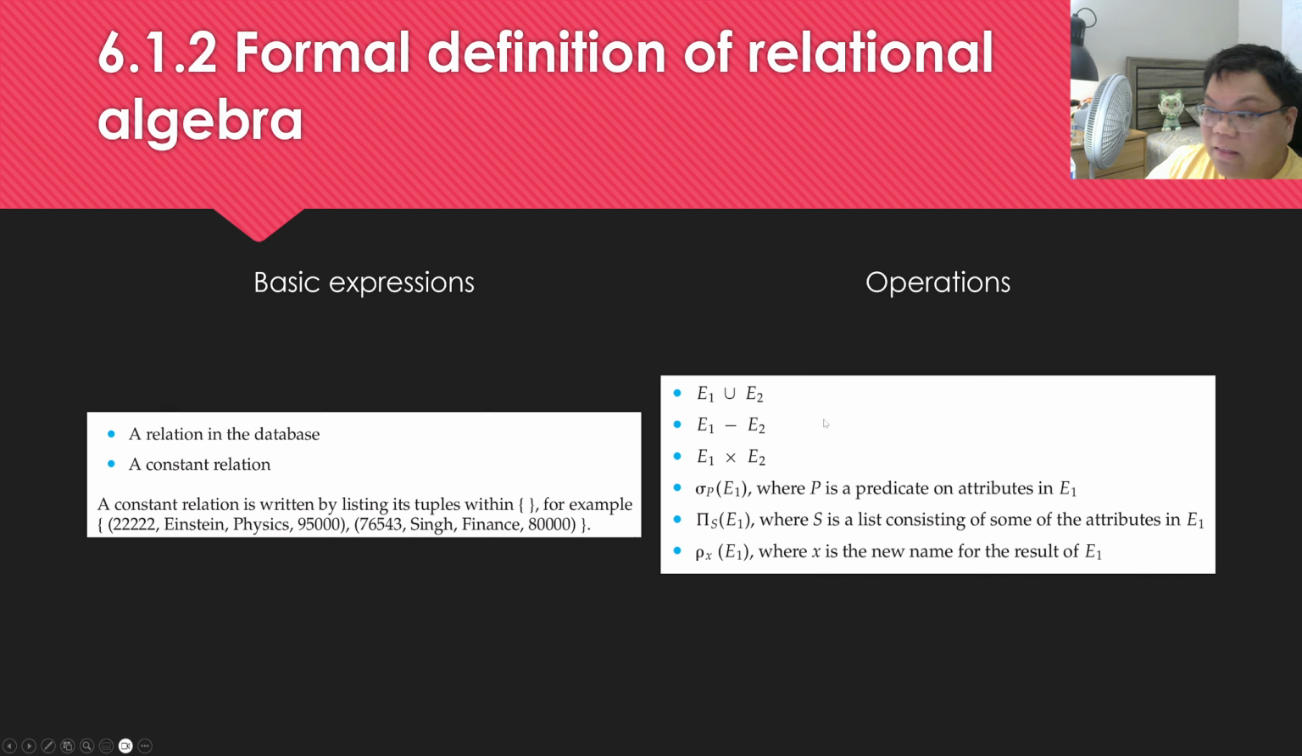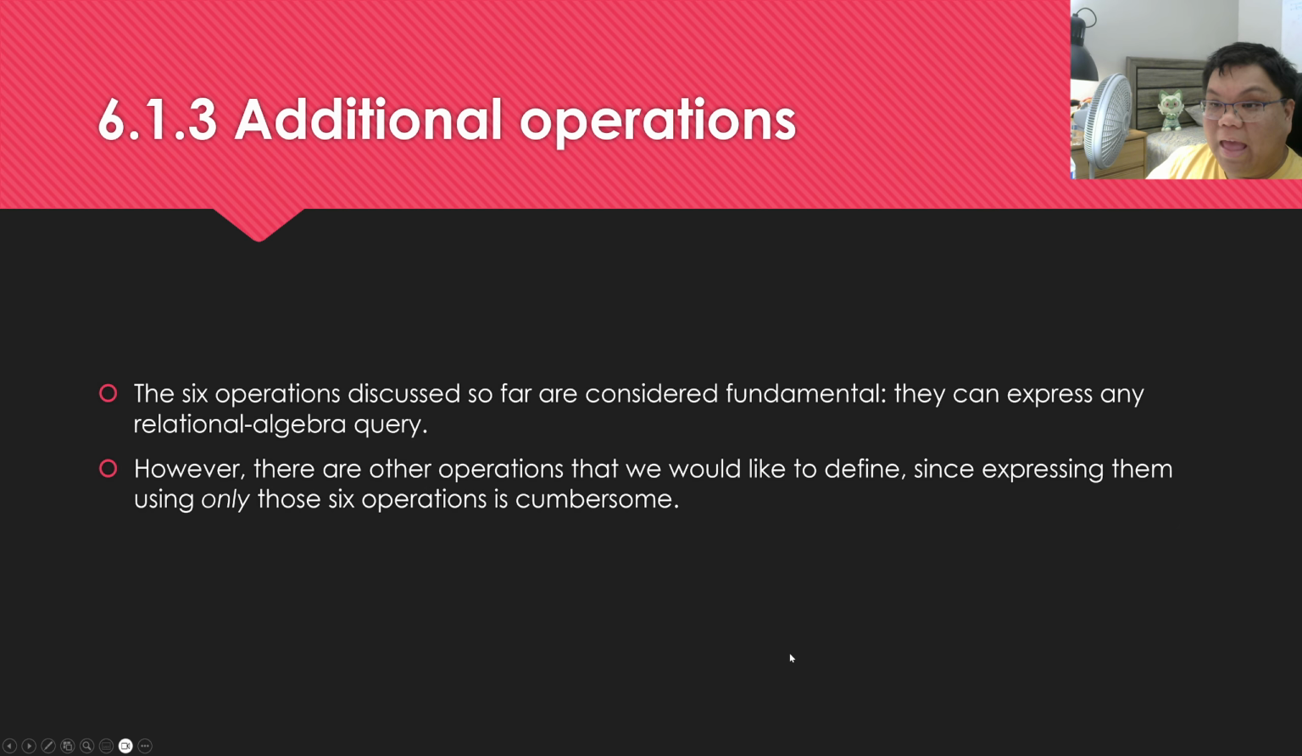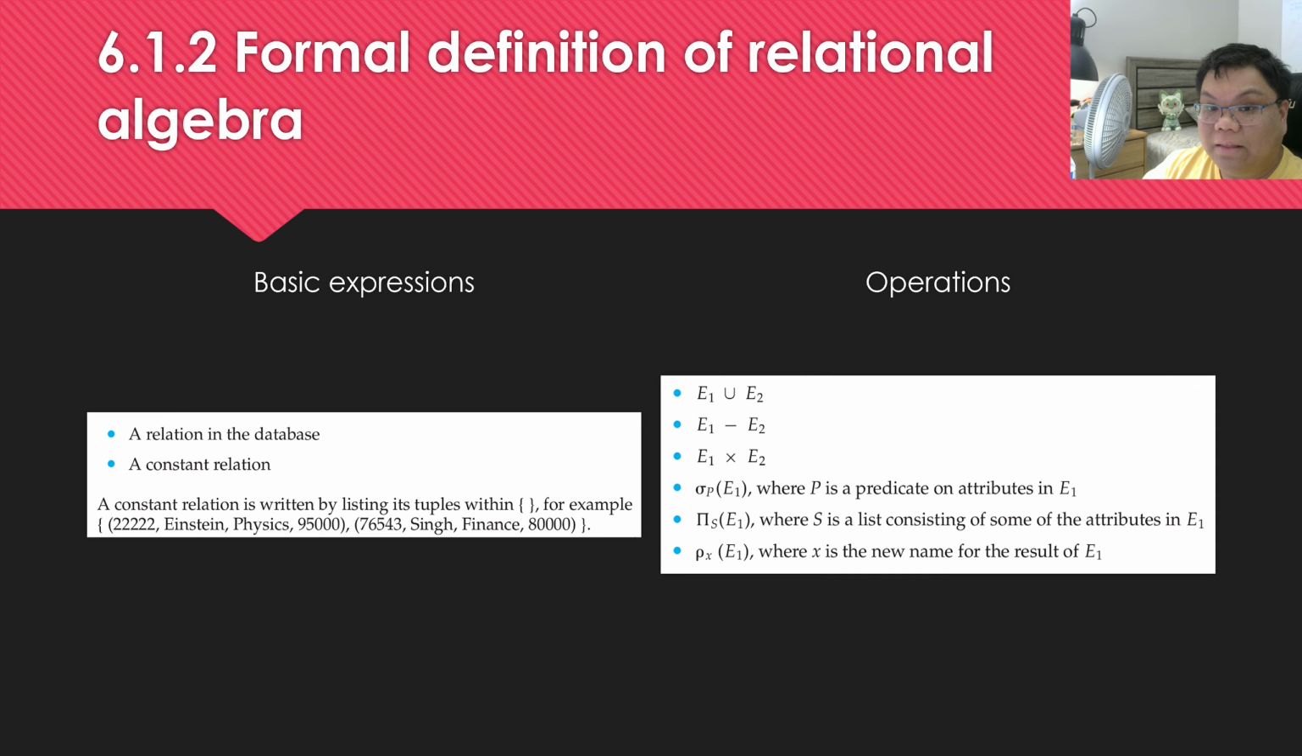So we have E1 union E2, E1 set difference E2, E1 Cartesian product E2. Those are your 3 binary operations, and then your 3 unary operations are sigma p of E1, pi s of E1, or rho x of E1, where p is a predicate, s is a list of attributes from E1, and x is the name we would like to rename the result of E1 to. And we can express any query in SQL using only those 6 operations.